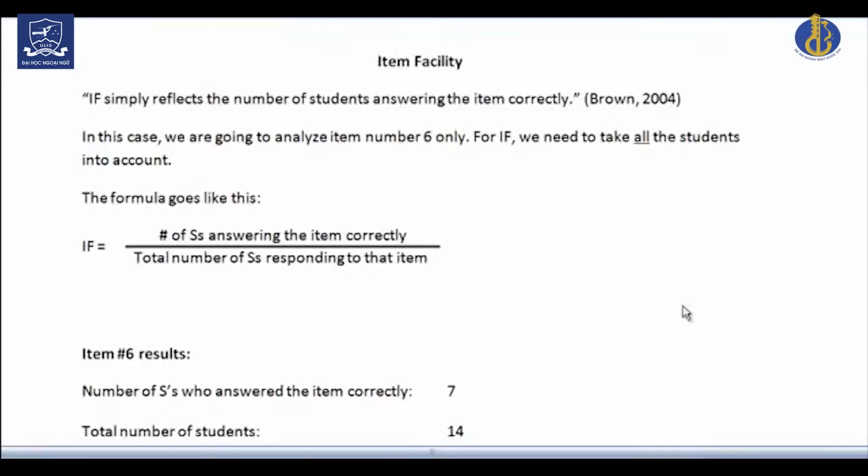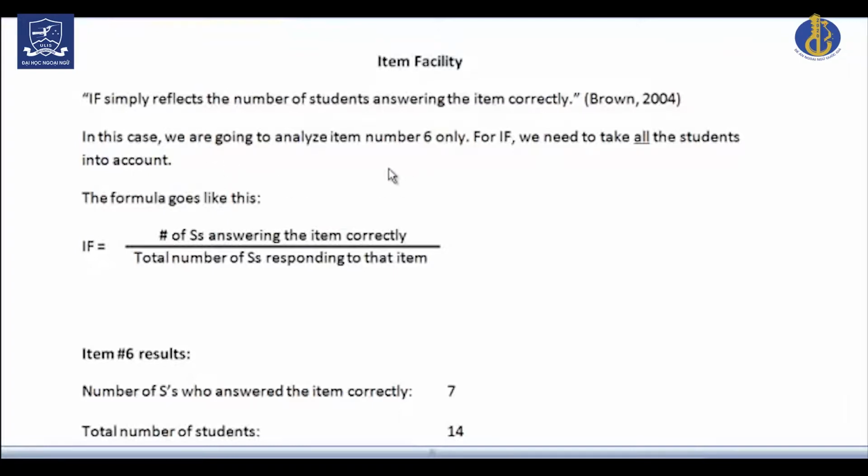Hello, this is part 2 of calculating item facility and item discrimination. Right now we're going to calculate item facility. Notice that I'm using Word, but you could use Excel or any other program to calculate this. I chose one in which we can work without using technology, one that we could use in the classroom using simple pen and paper. I just quoted this from Brown. It says, IF simply reflects the number of students answering the item correctly.